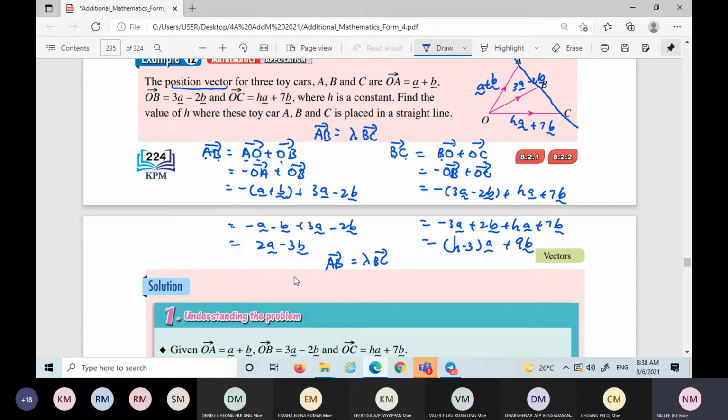AB, I get is 2A minus 3B lambda. BC, I get H minus 3. I hope you are okay with the lambda. I think our physics use it.